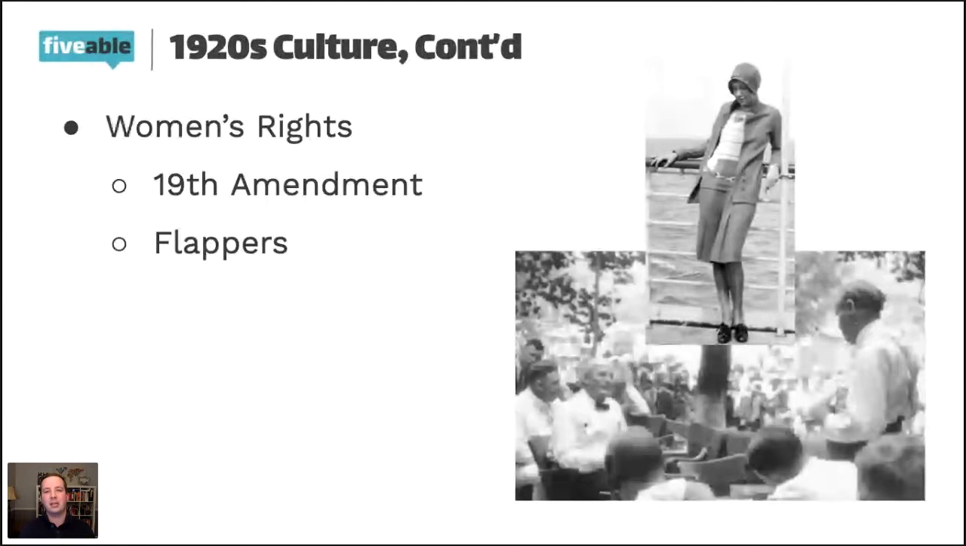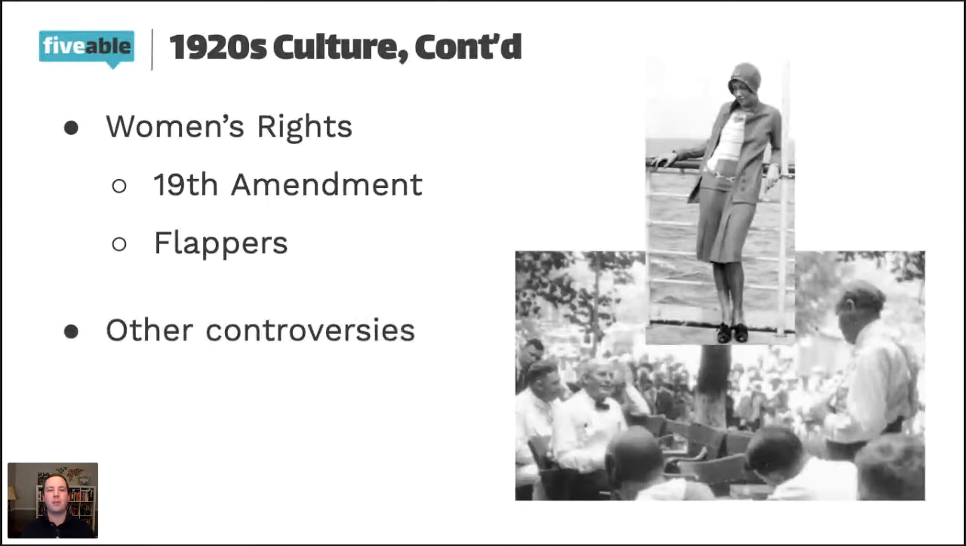This flapper young lady is going to be able to drink, or wait, I thought there was prohibition going on. Yes, there was, but it was widely flouted. She might be drinking. She might be smoking. She might be having sex with who she wants. She might be making decisions about where she wants to work. She might be actually going to work as opposed to just getting married. She is a new modern woman of the 1920s. You should be aware of that.